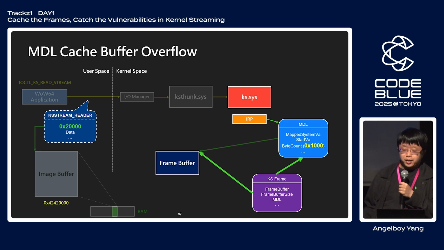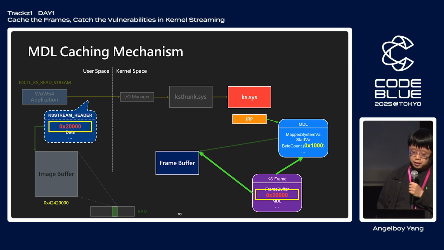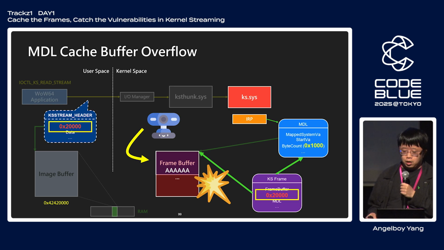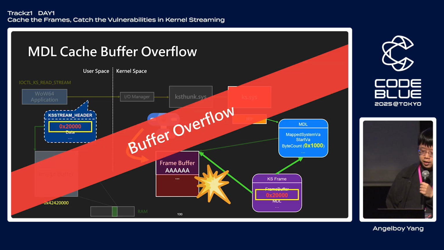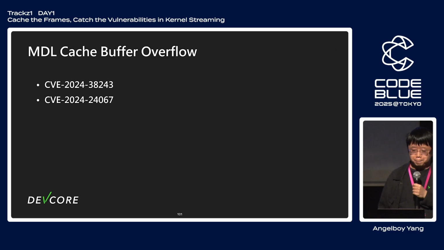It will also allocate a new KS frame. Then it stores the buffer size from the stream header into the KS frame. When reading from the device, it will use the size in the KS frame. However, the buffer size is only 0x1000, while the data read from the device is much larger than the buffer. As a result, it leads to a buffer overflow. Among the vulnerabilities we discovered, two are related to this issue.